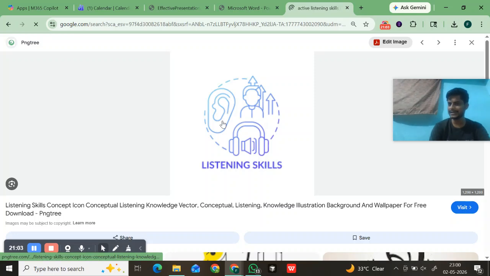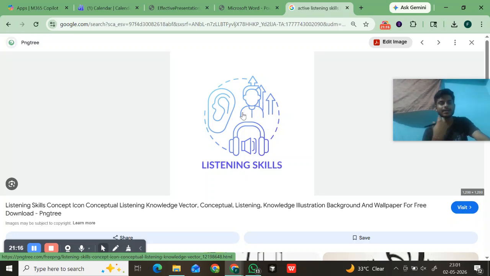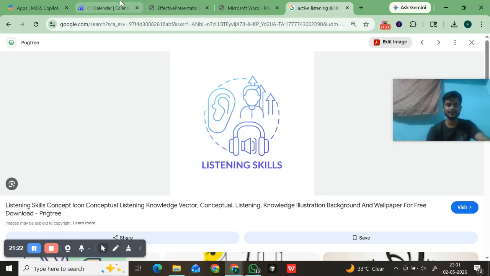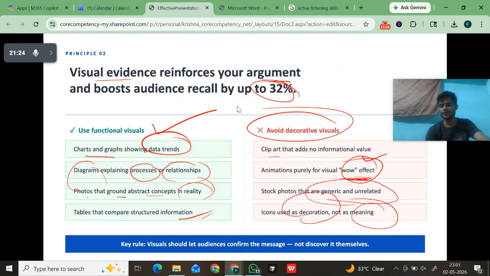Now this is again an icon, but it is not simple. Like without the text, if you are seeing that, we can't recognize much. Like it is about active listening. Okay, so even if you are choosing an icon, take some time, make some meaning and sense out of it, right? Even your icon should communicate, right?